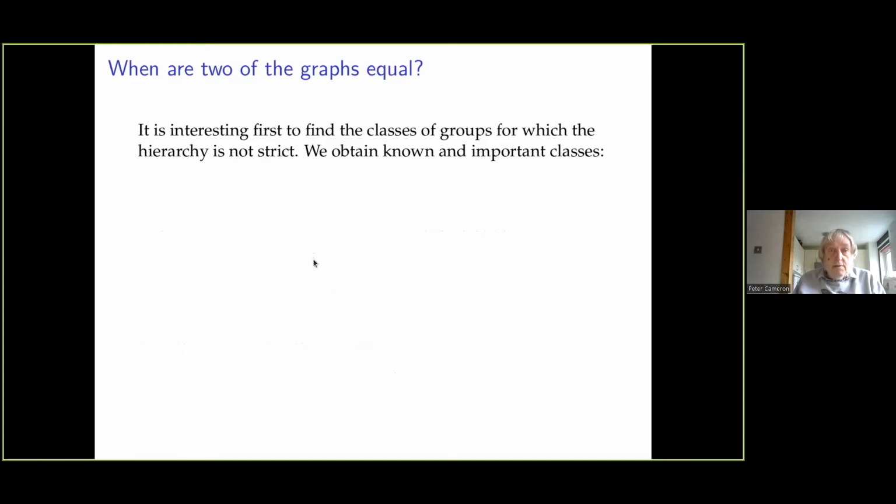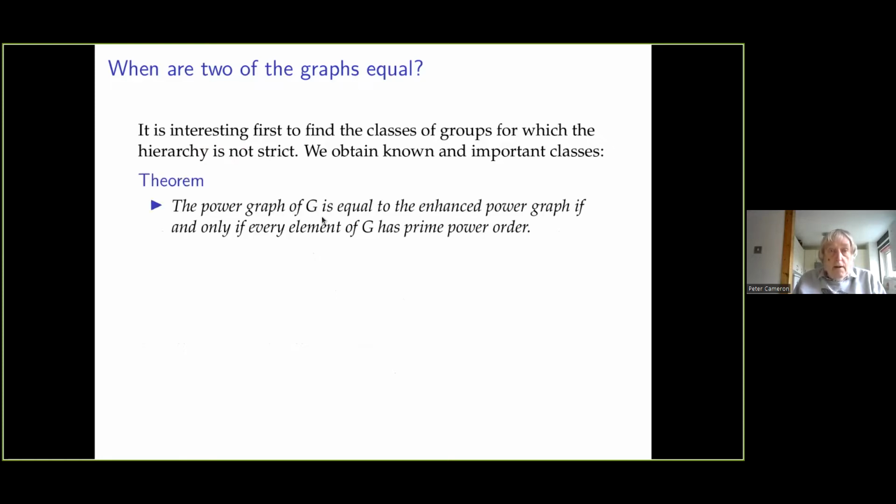The answers to both of those questions are known. The power graph is equal to the enhanced power graph if and only if every element of G has prime power order. That's essentially because if you had an element of non-prime power order, there would be some element of order PQ, where P and Q are different primes. Then the element of order P and the element of order Q generate a cyclic group, but neither of them is a power of the other.